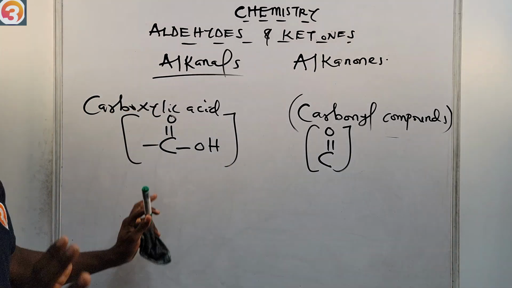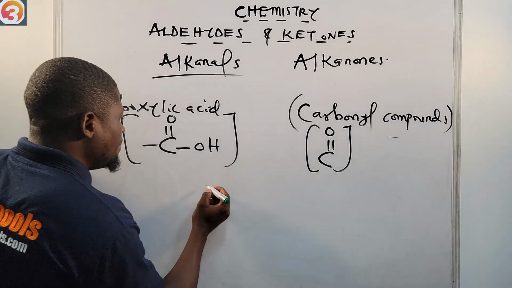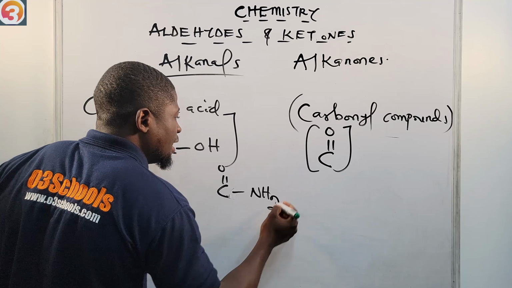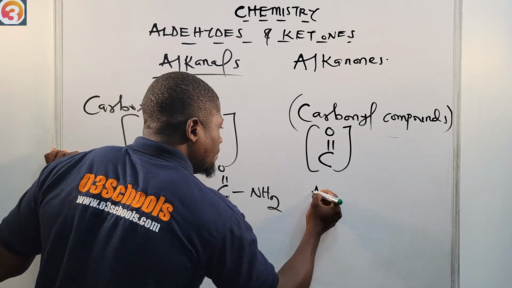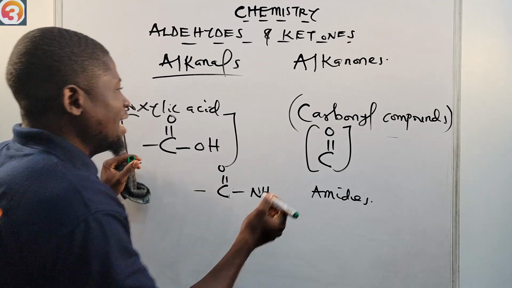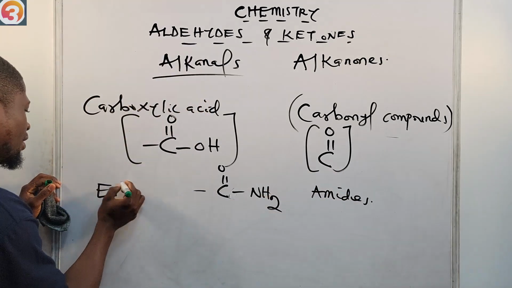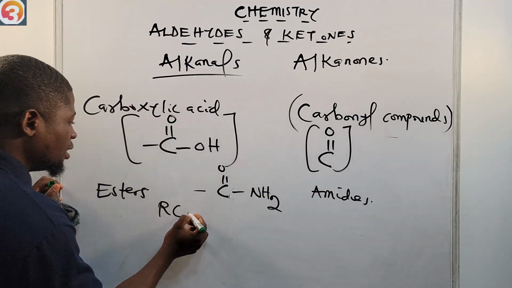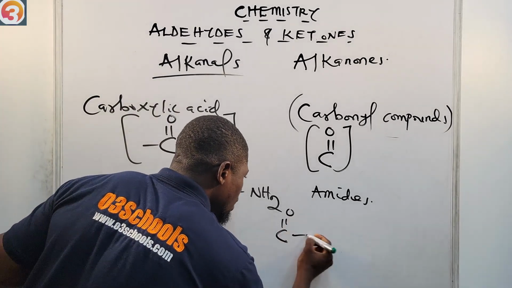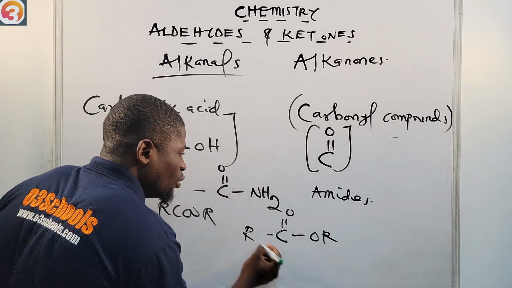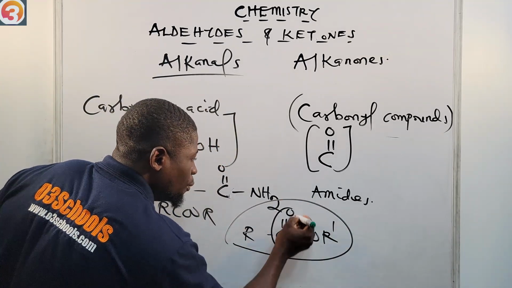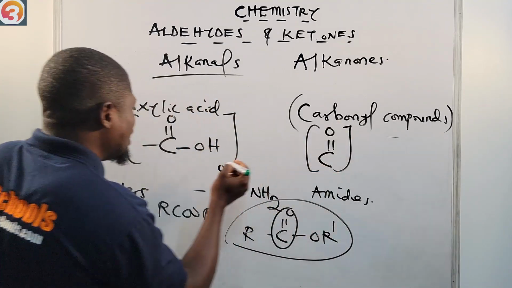They also involve amides. Amide is C double bonded to O, NH2. This is for amides. They also involve esters. The general formula for esters is RCOOR, where you have C double bonded to O, and then OR. This is esters. It also has the carbonyl group. You can see they all have the carbonyl group in their formula.